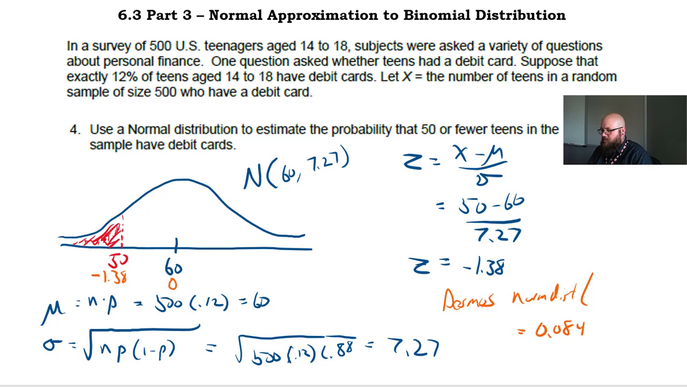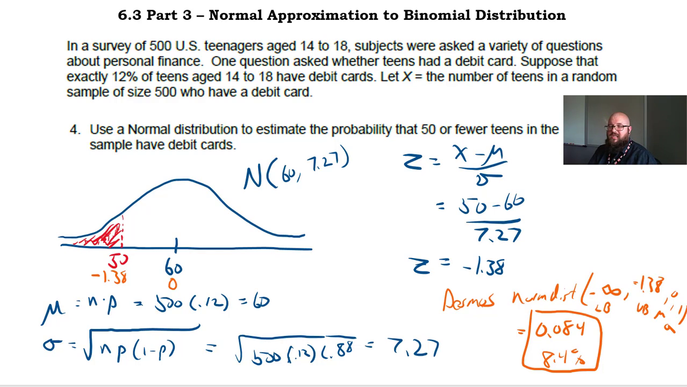Again, we went from our lower bound, negative infinity, to negative 1.38, with 0 and 1. Sorry, I kind of ran out of room here. So we have our lower bound, upper bound, mean, and standard deviation, and that gave us 0.084. So the area under the curve is 0.084, or you can say 8.4%. Either one of those is correct. And that's what you're looking at for those.